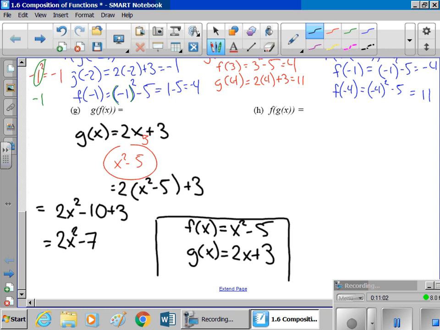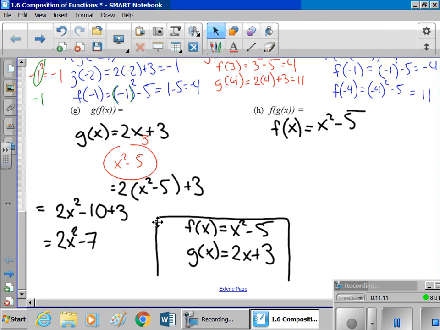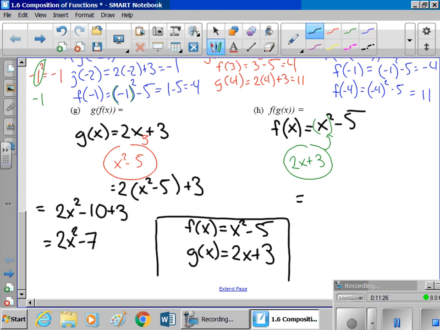All right, now we're going to do the same thing with the other side. We're going to start with our f of x, and our g of x we're going to place inside of it where the x is. So our g of x is 2x plus 3, and again we're going to use parentheses to separate them. So we're going to have parentheses 2x plus 3 squared minus 5. We're gonna multiply that out.